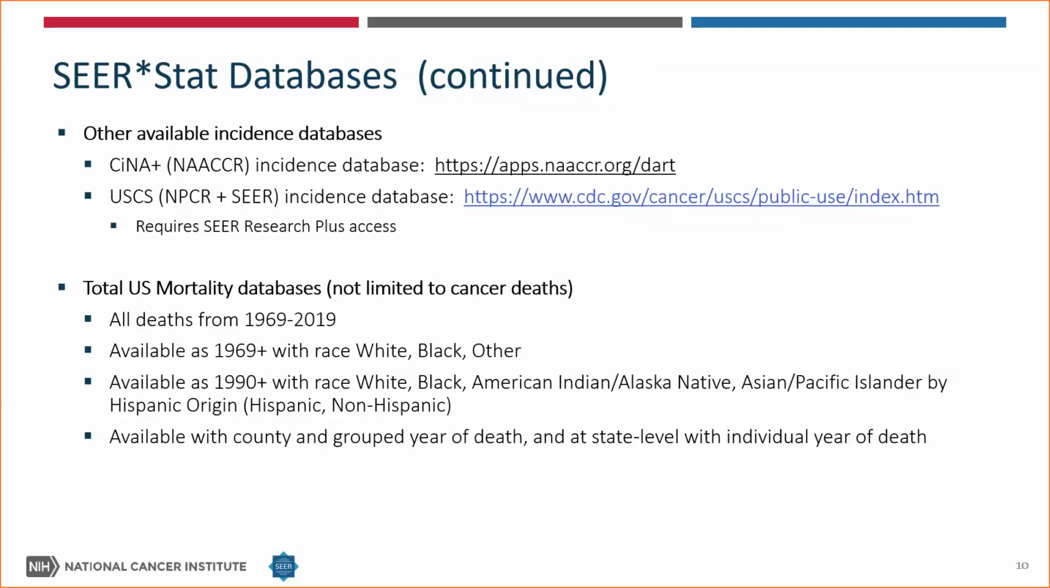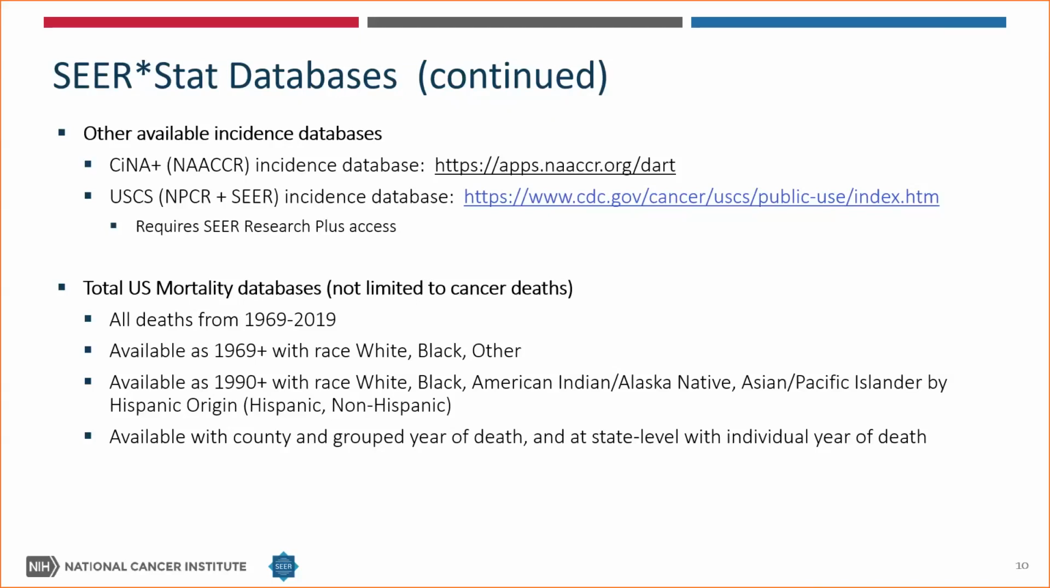And we have those, all deaths from 69 to 2019. And just like with the incidence, they're linked to populations. So there are limitations on the race variable. So 69 plus, it's the 3 races. And then once you get to 1990 plus, we have the extra race category and the Hispanic origin.